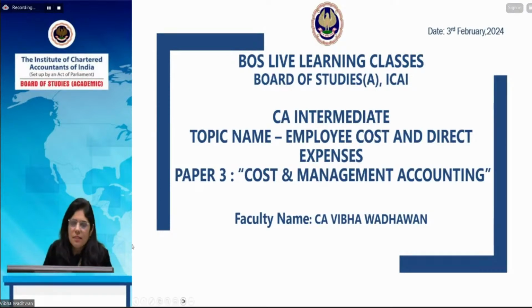But let's start employee cost and direct expenses. Till yesterday, we have done the introduction and the material cost sessions. So today we'll be starting with the second important element of cost, which is employee cost. All right. So there are three main elements of cost: material, labor, and expenses. So material we covered in the last few sessions, and today we'll be starting the employee cost.